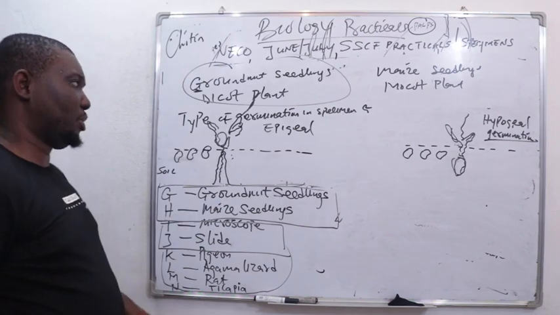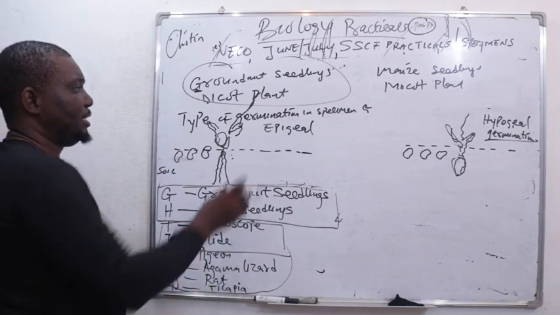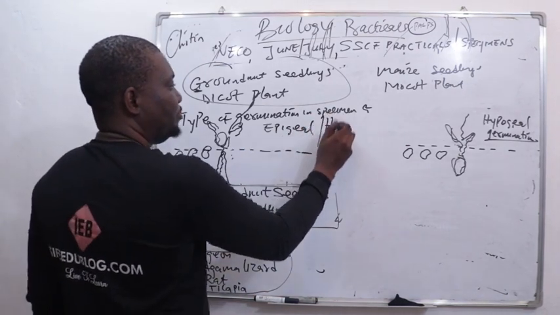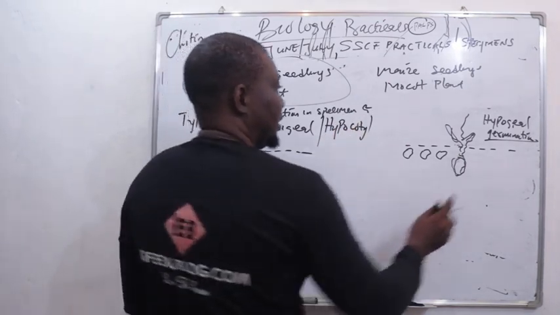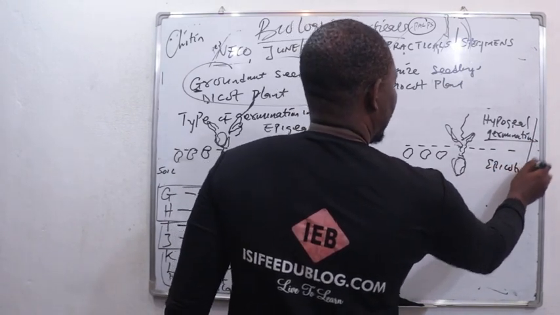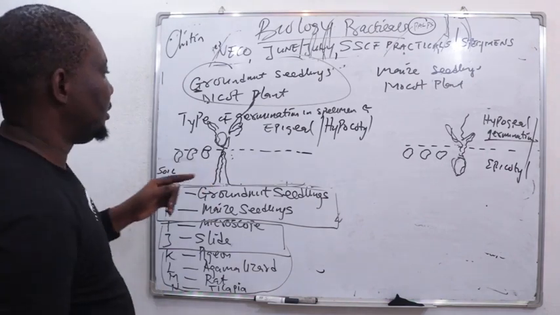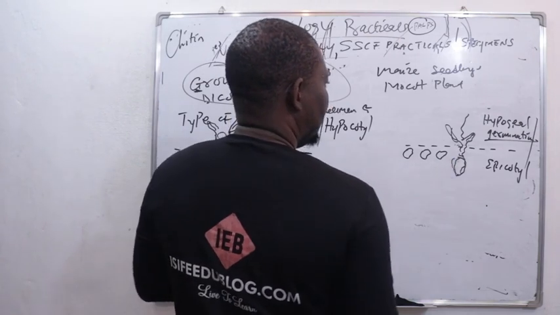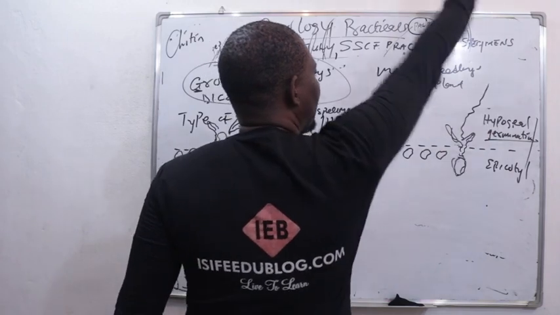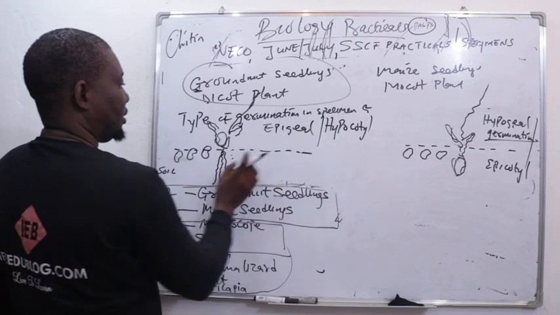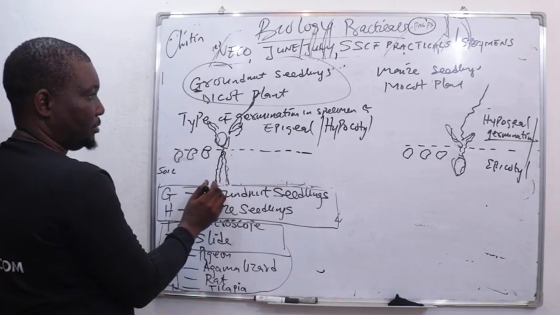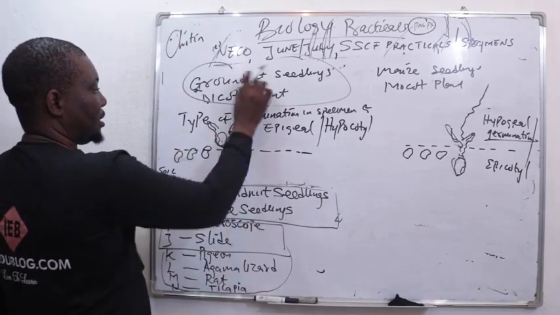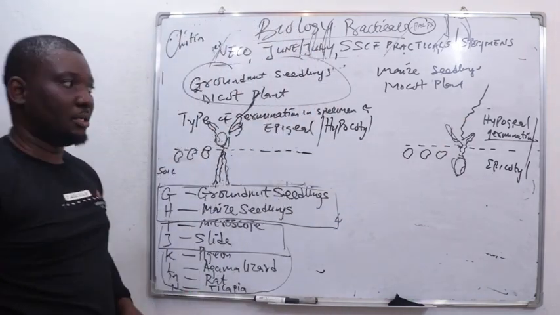Now there is a reason why germination is this way. In epigeal, there is what's called the hypocotyl, while hypogeal relates to the epicotyl. Are you with me now? Since the maize seed is down, the epicotyl grows up, and here the hypocotyl grows down. So this is epigeal, this is hypogeal. Take note: once the seed is above the ground, as in groundnut, it is epigeal, and this is hypogeal. This is the type of germination.